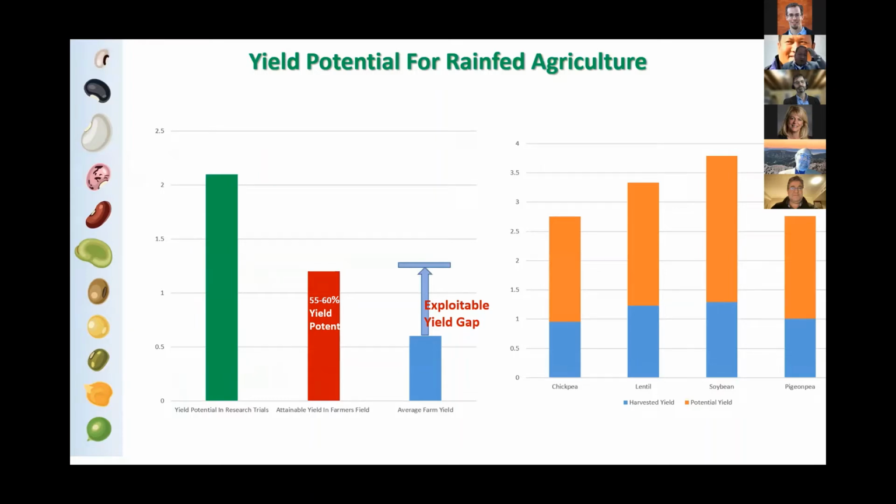Our yield potential in research trials is more than 2 tons, but the attainable yield in farmers' fields is around 1.2 tons. The average farm field yield is about 0.6 tons. So there is a huge yield gap of about 0.6 to 0.8 tons, and there is potential to increase it in rain-fed agriculture.